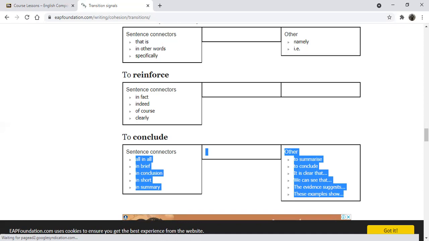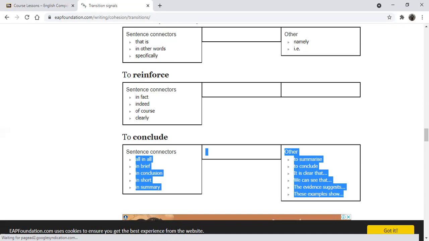To show an alternative, we can use signals like alternatively, otherwise, or, if, unless. To identify or clarify, signals like that is, in other words, specifically, namely, or this signal which is used to clarify, i.e. To reinforce, signals like in fact, indeed, of course, clearly.